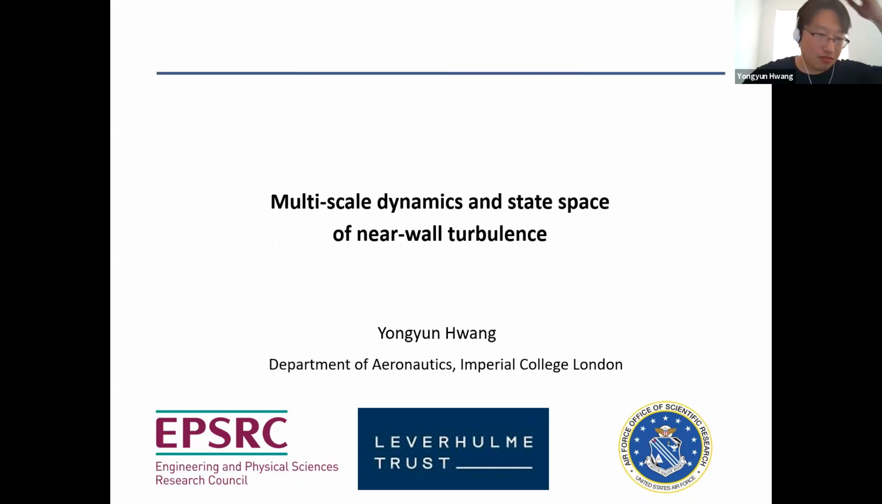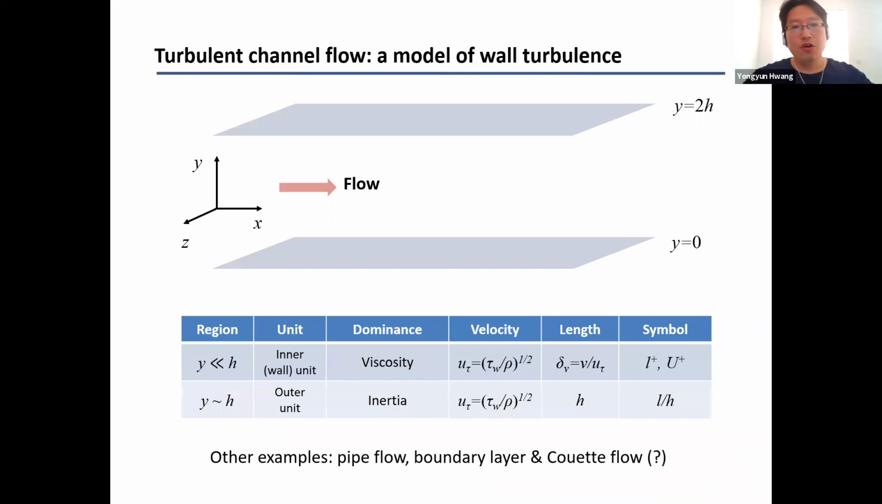So today I'm going to talk a bit more about the dynamical systems approach for the multiscale state of turbulent flows. The title is Multiscale Dynamics and State Space of Near-Wall Turbulence. I'm going to start by introducing turbulent channel flow. Many of you know about this very simple flow, which is a kind of model flow for all kinds of boundary-layer turbulent flows. You can have other examples, pipe flow, boundary layer, wake flow, but basically they all share very similar properties.